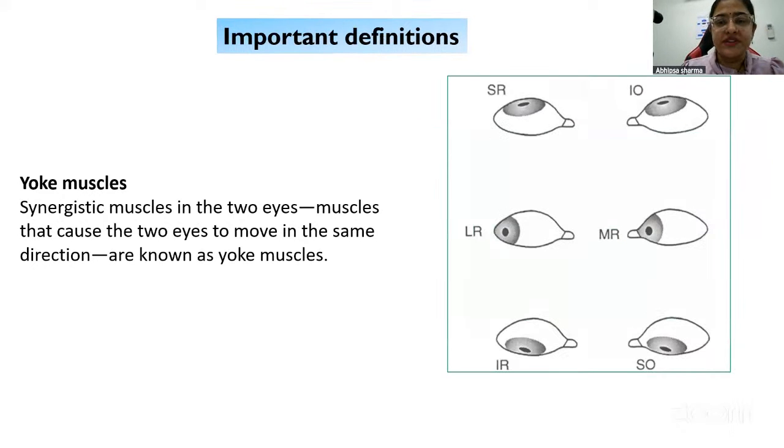Next comes yoke muscles. So what are yoke muscles? Yoke muscles, we are talking about two different eyes now. If I'm looking towards the right, what two muscles are working so that my eyes can look towards the right? In the right eye, it will be my lateral rectus, and in the left eye, it will be my medial rectus. So these two muscles are basically yoked. They cause the two eyes to move in the same direction. Okay.